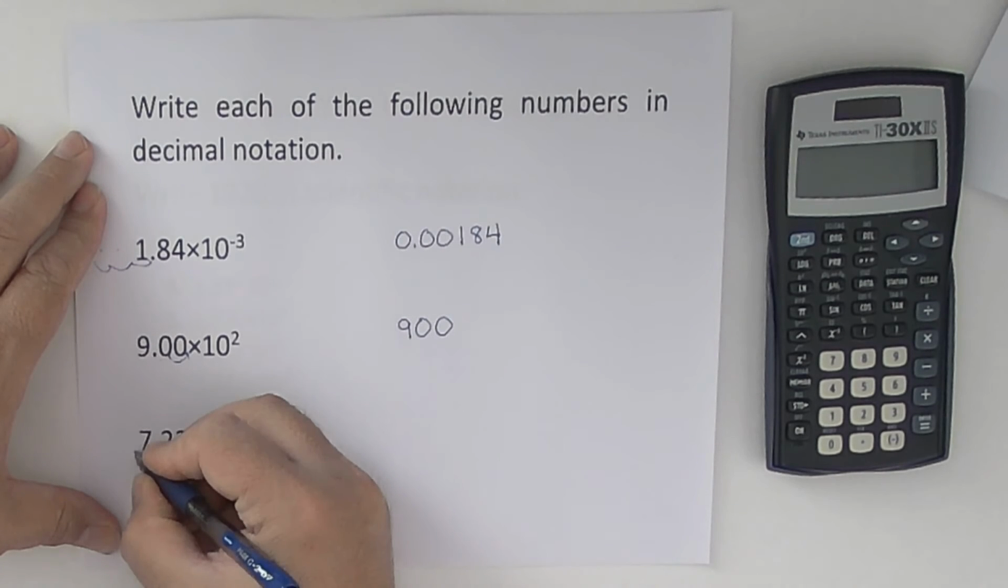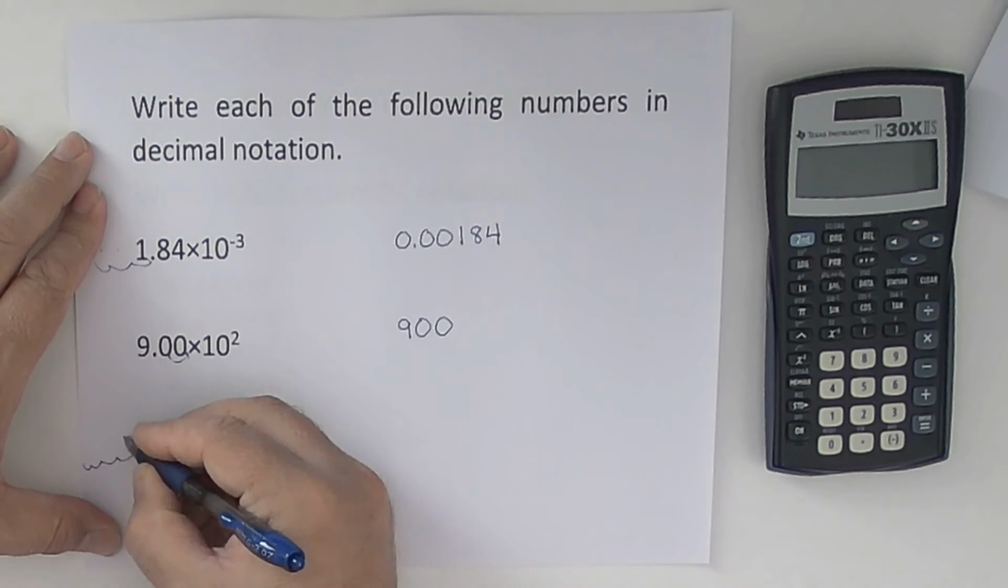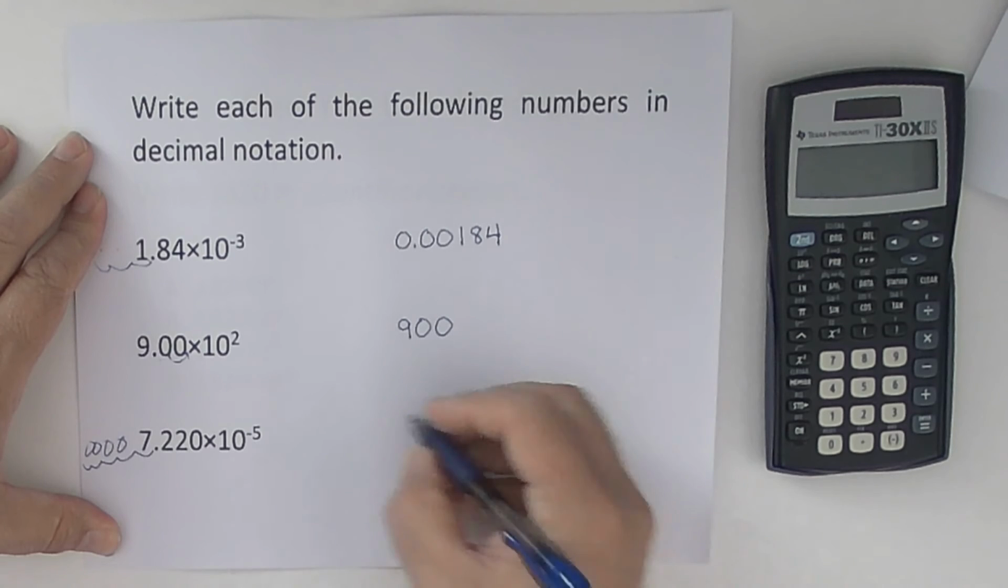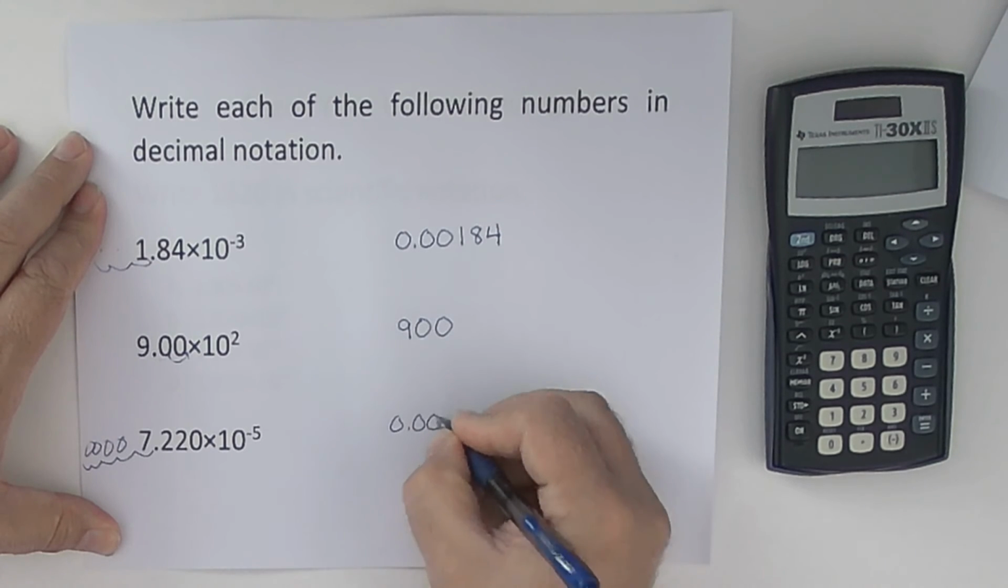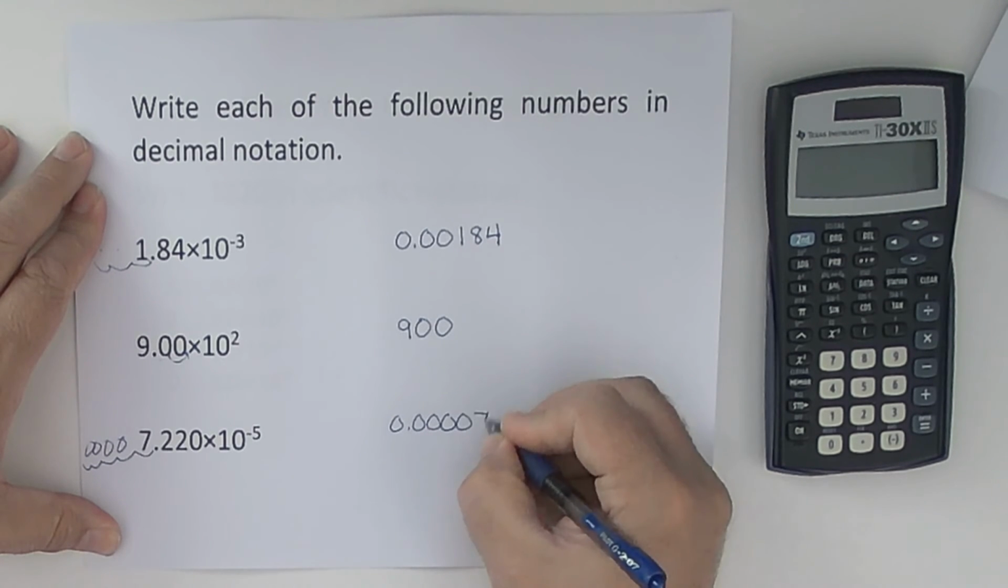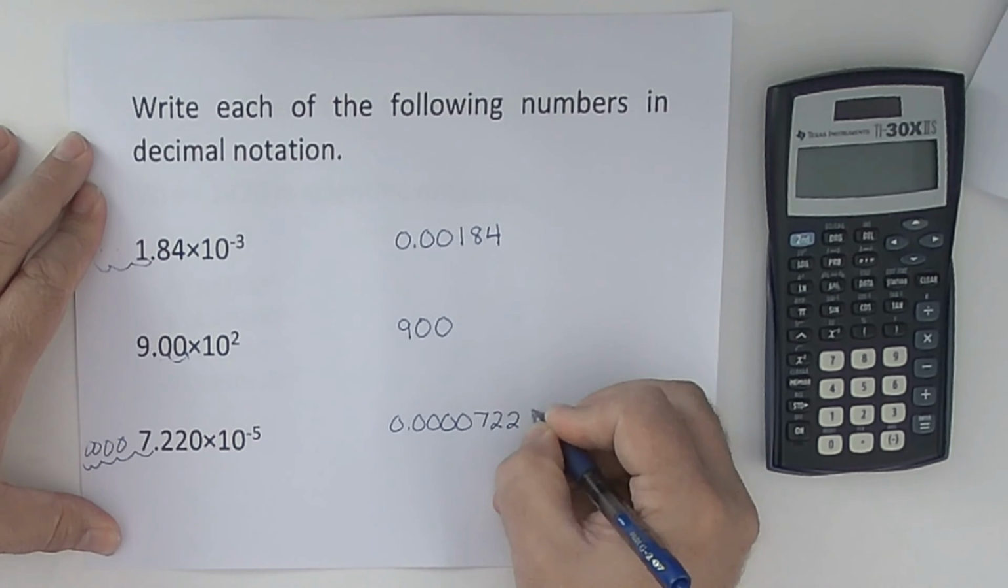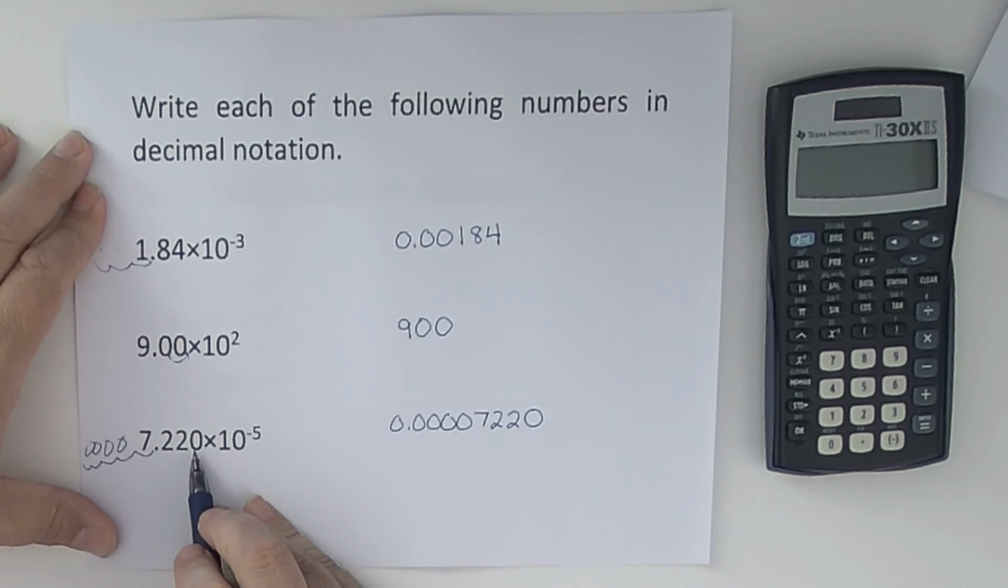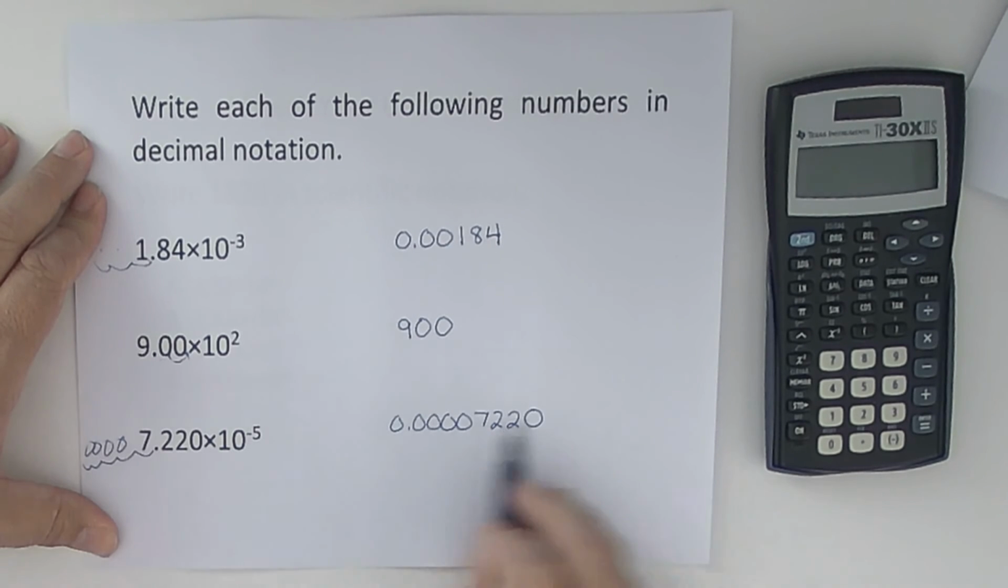So 1, 2, 3, 4, 5. So 4 zeros and then a decimal point. This trailing zero I need to include in the number. That's a significant digit. And so I needed to include that here.